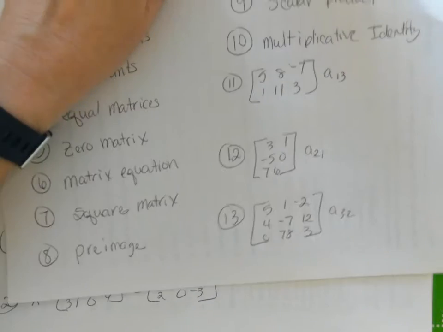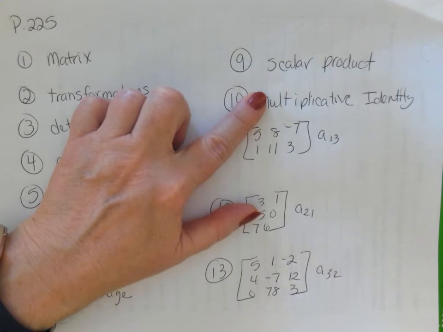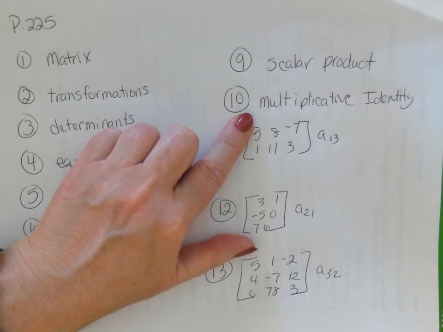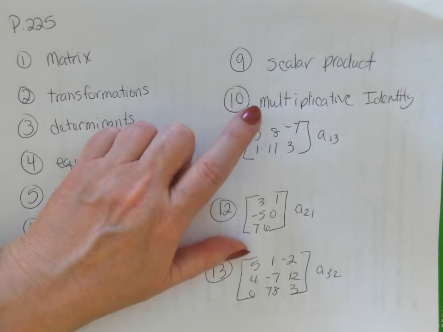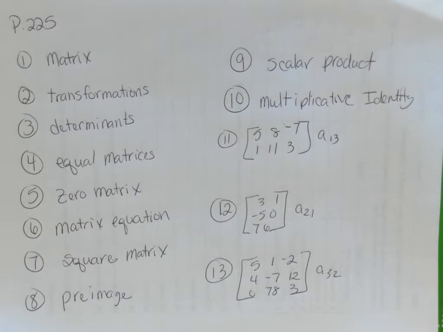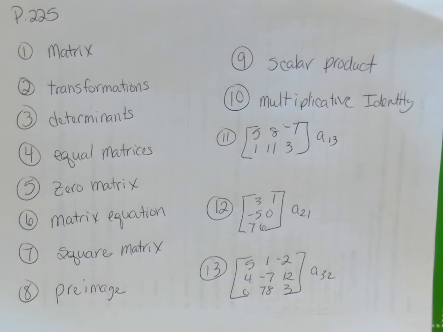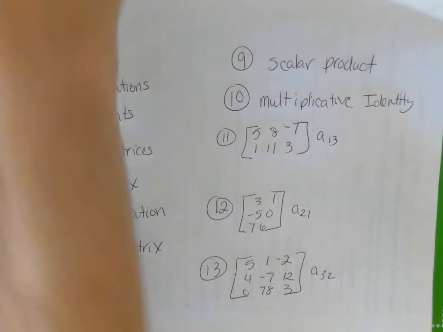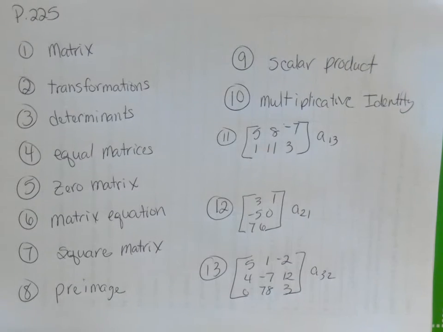Let me go up here. So number 9, the product of a real number and a matrix is called a scalar product. And number 10, a matrix is the inverse of another matrix if their product is the multiplicative identity. And that is correct. Okay, then we're back to what we were doing a few minutes ago. Right back at the same questions again.